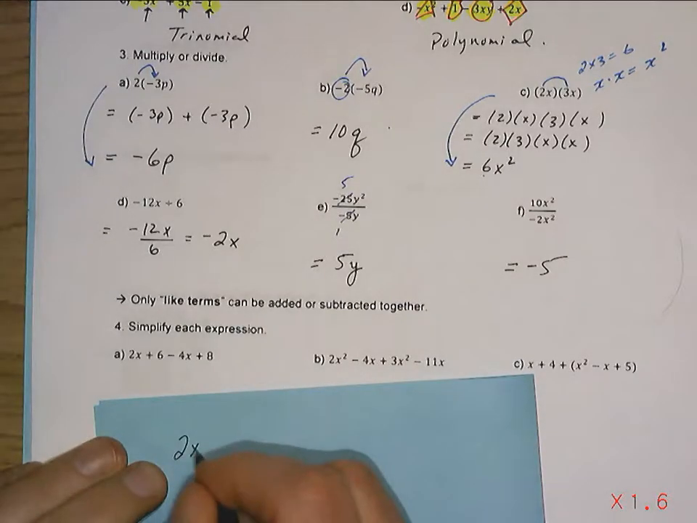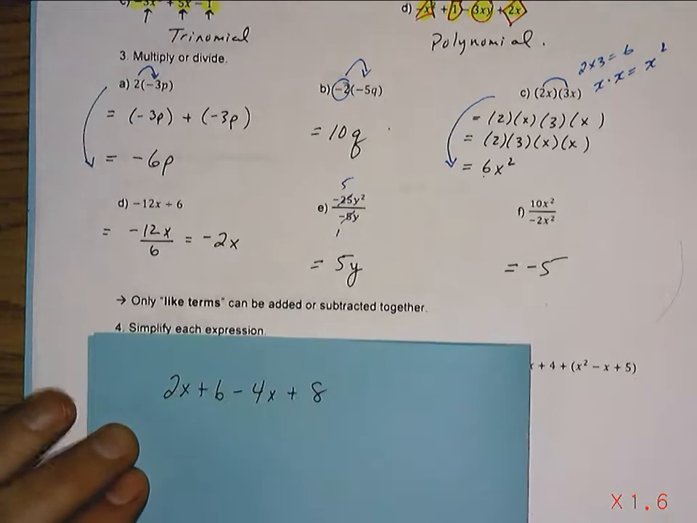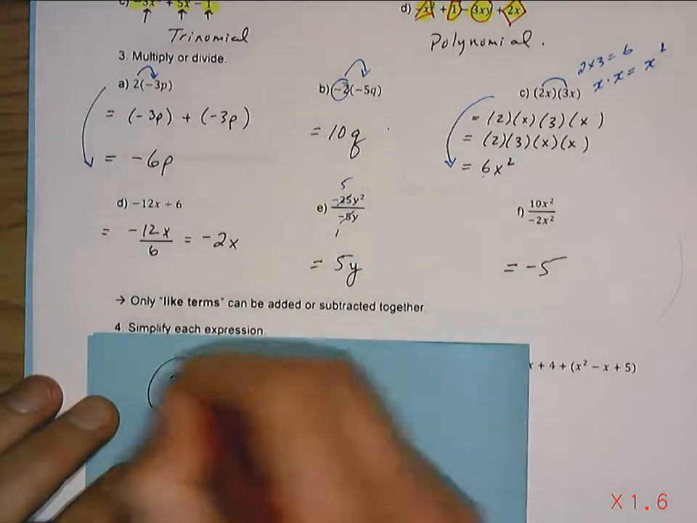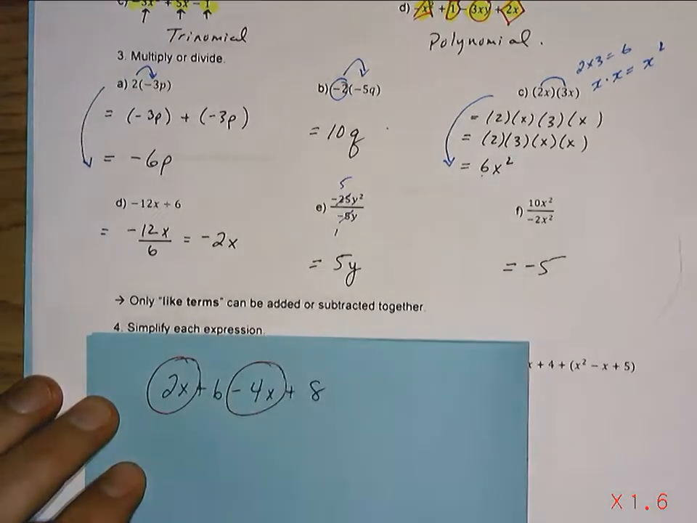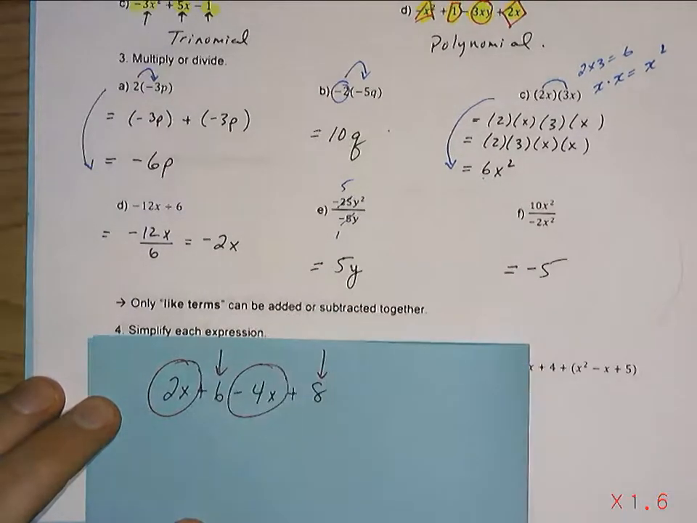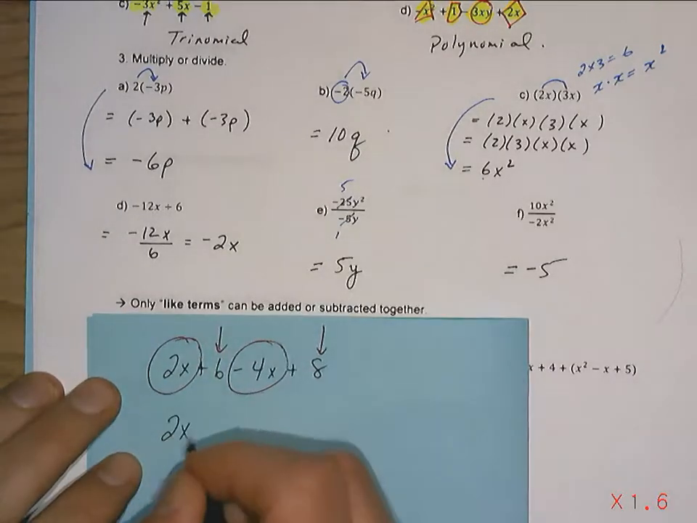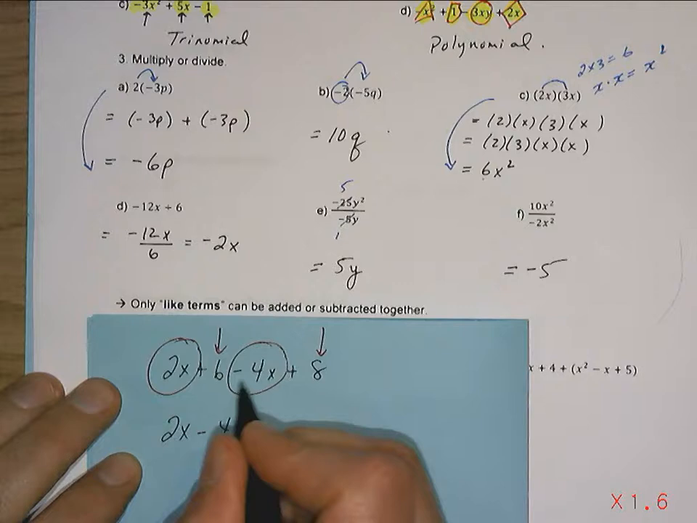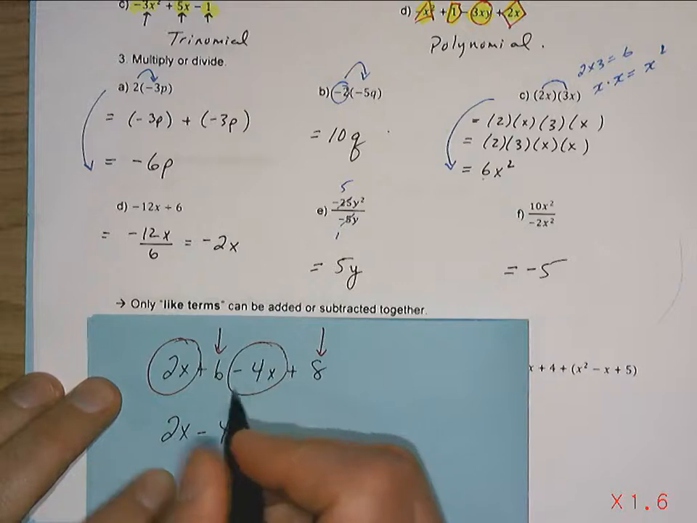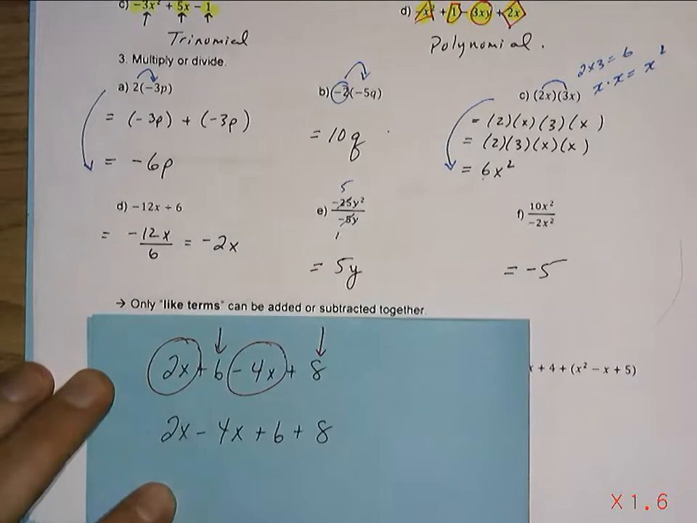If I've got 2x plus 6 minus 4x plus 8, some of these are like terms and some of them aren't. Well, the like terms are the 2x and the negative 4x. Those are both like terms. And the 6 and the 8 are also like terms to each other. They're both numbers. So if I wanted to rearrange this, I could. I could make it 2x minus 4x. Notice I had to keep the negative with the term. And then it would be plus 6 plus 8. So all I did was rearrange the order here.